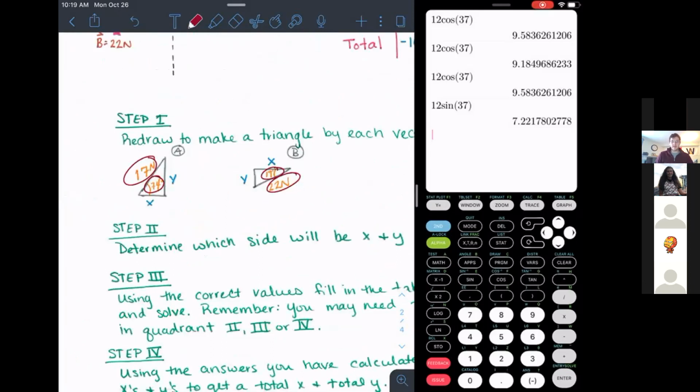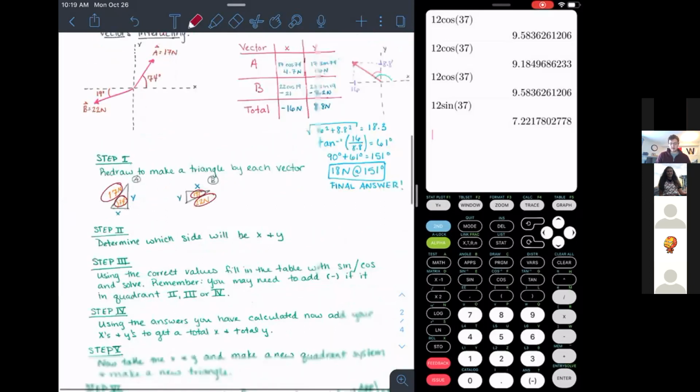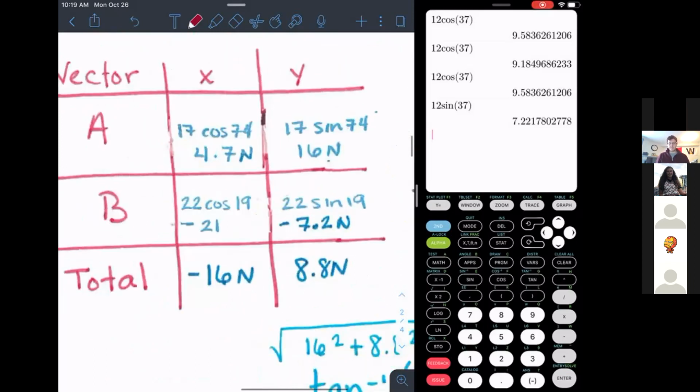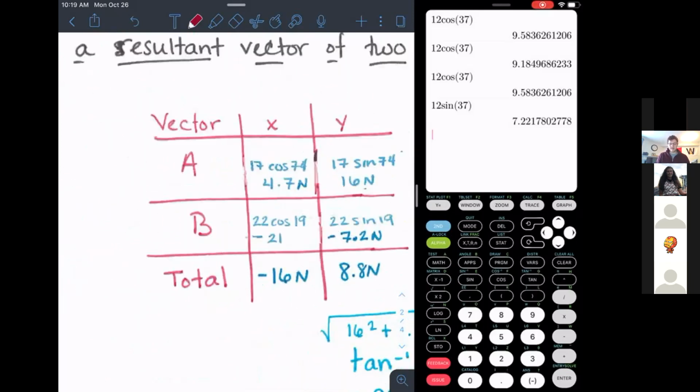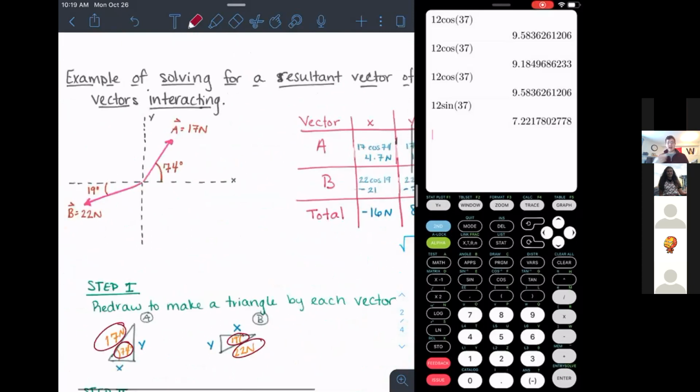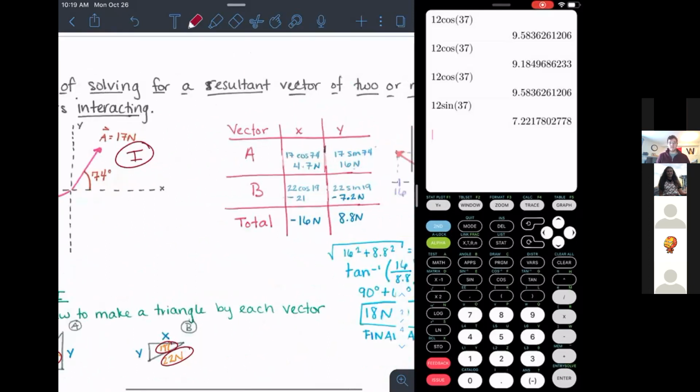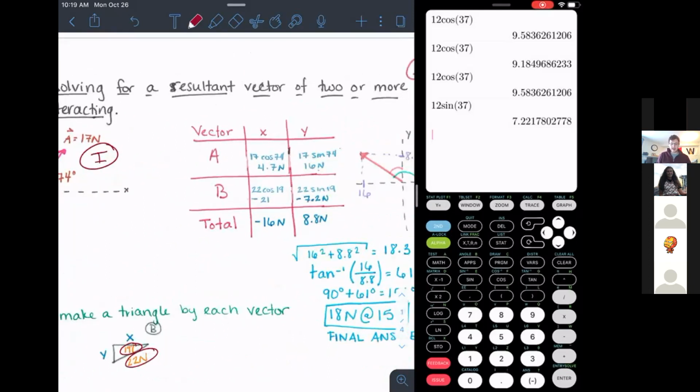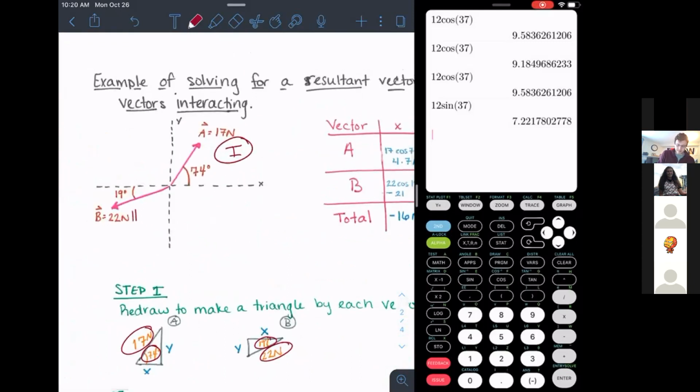So the first thing we're going to be doing is determining those sides. Again, which one's your x, which one's your y, and then you're going to be solving for those x and y components. Once you solve for those, they do them up here for you. We have positive values for both our x and y components because we're in quadrant 1. And our values for the x and y for vector B are both negative because we're in quadrant 3.